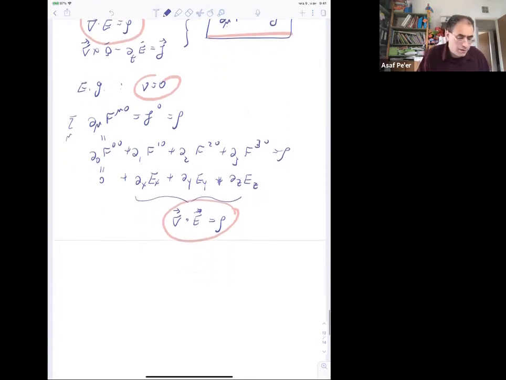So the other 2: there is more than one way to introduce them in this notation, but the easiest is to introduce yet another 4-vector, which is the potential 4-vector, the 4-vector potential.